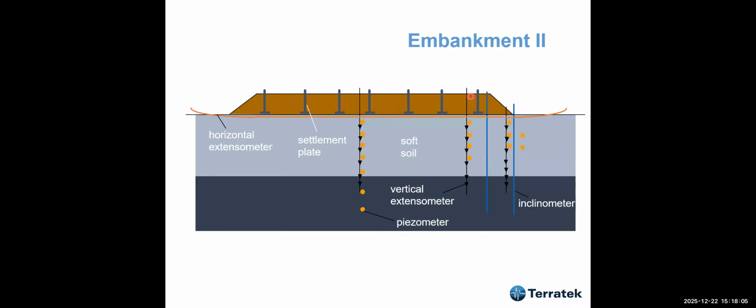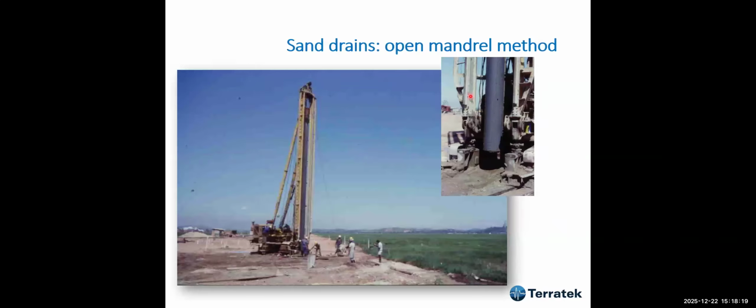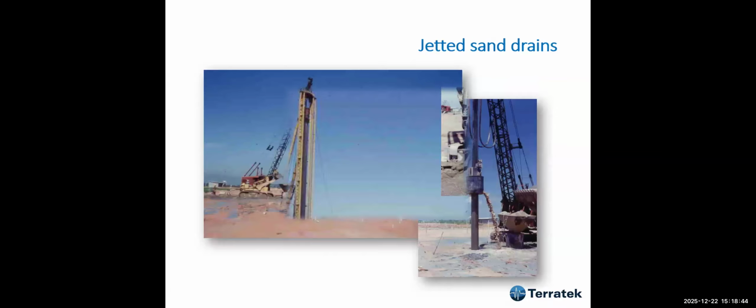Embankment 2 was designed to check the methods that were available at the time and what was being used as ground improvement. So we used sand drains, which have been around for a very long time, and we used Franki type equipment to install the sand drains. We had two methods because there was a discussion: should we clean the mandrel, the casing, during installation or not? So we used an open mandrel and a closed mandrel. The open mandrel we cleaned twice during installation.